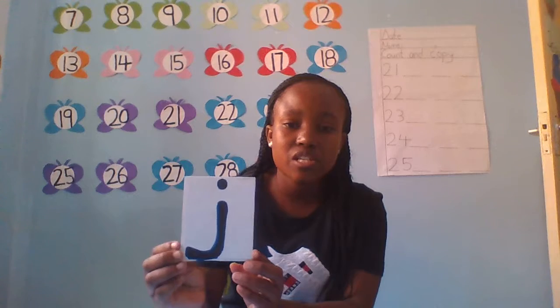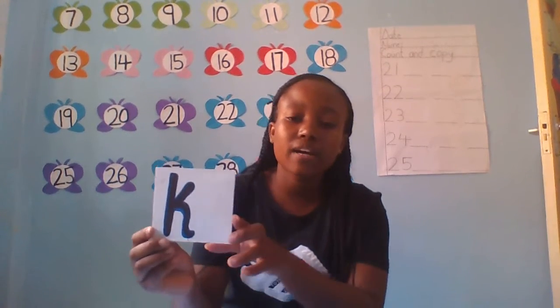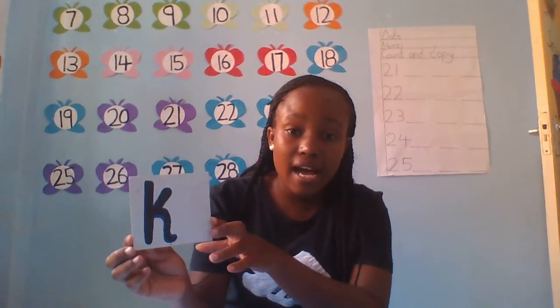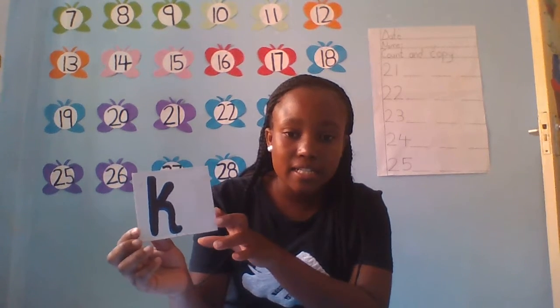H for house. House. E for ice cream. E, e, ice cream. J for jug. J, j, jug. K for kite. K, k, kite.